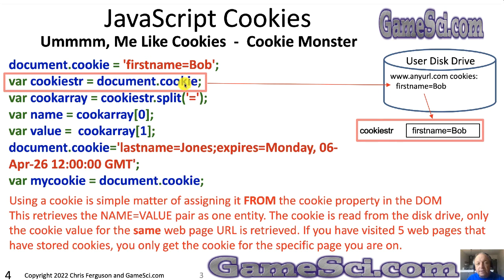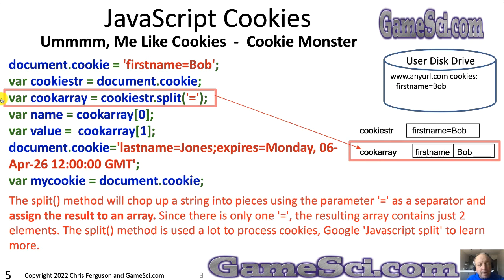Look what's happening with this command. I'm requesting the cookie. The cookie is read from the disk drive file and stored in this cookie string variable in my JavaScript. Now all I'm going to do is break up the data that's stored in the cookie. I'm going to say var cook array equals cookie string.split on the equals sign. The split method will chop up a string into pieces using the parameter equal sign as a separator and assign the result to an array.